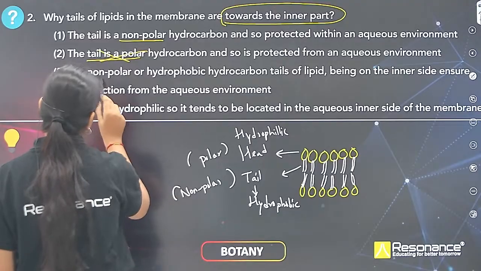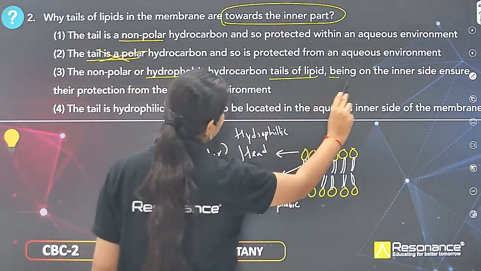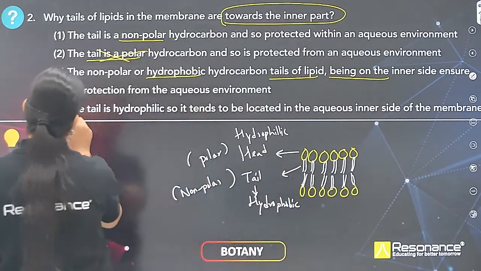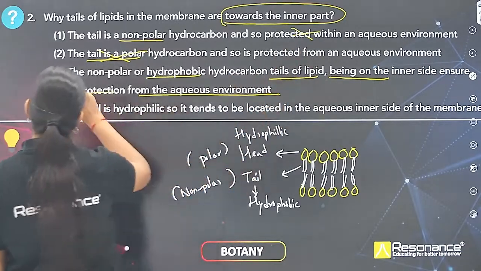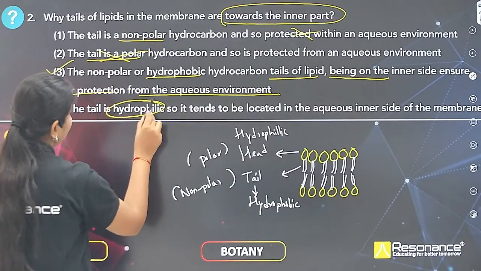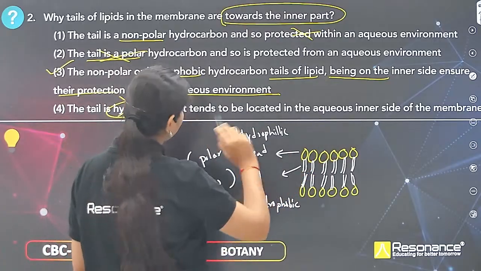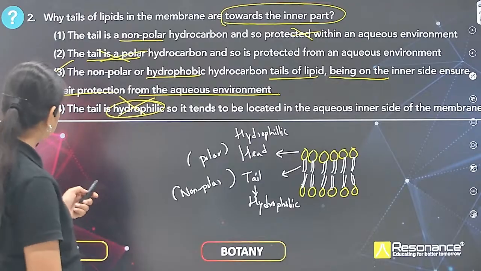Non-polar, or hydrophobic. The tails of the lipids being on the inner side ensure their protection from the aqueous environment. So here option number 3 is correct. The head is hydrophilic. No, the tail is not hydrophilic, because it is hydrophilic, it should be outside. Got my point? So the answer would be option number 3.